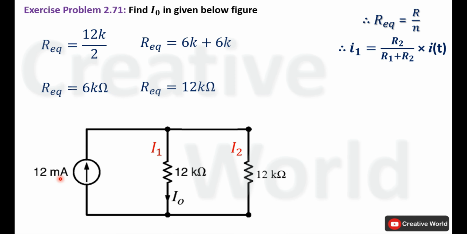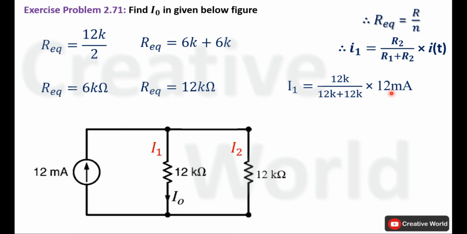In our case, it is 12 milliampere. R2 is the resistance of opposite branch. In this case, it is 12 kilo ohm. And R1 is the resistance of same branch. It is also 12 kilo ohm. Place values inside the equation to calculate the value of current I1. That will be equal to 12K divided by 12K plus 12K multiplied by 12 milliampere.